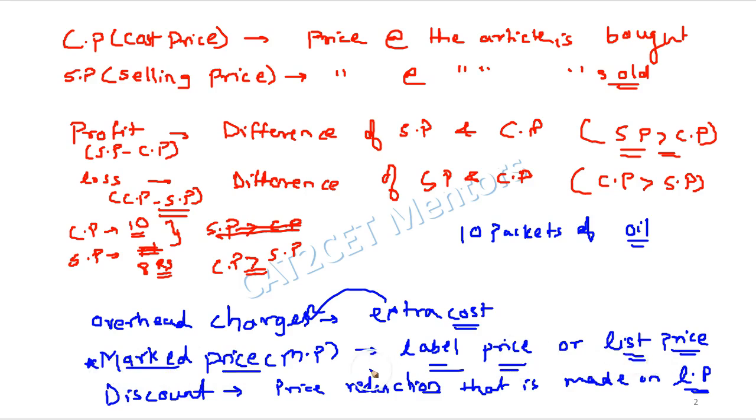Now as I suggested, the importance of marked price or labeled price or list price, which are one and the same, is that the discount is calculated through the difference of the marked price and the selling price. If I have to discuss the formula for discount, from the definition we can say that discount is equal to the list price minus the selling price.